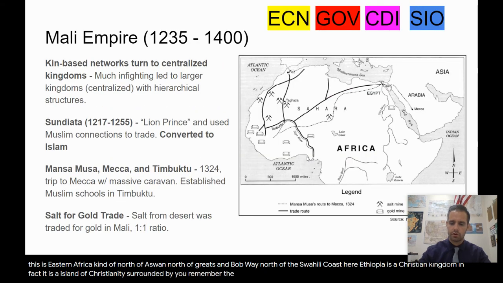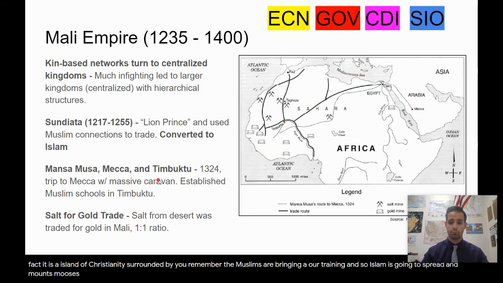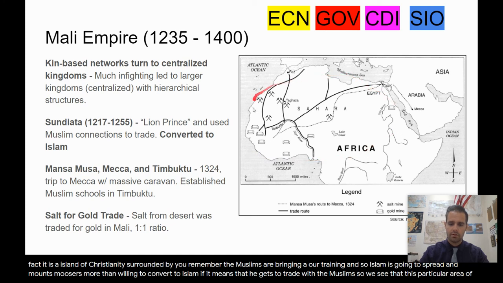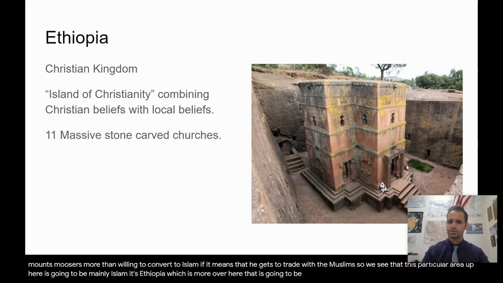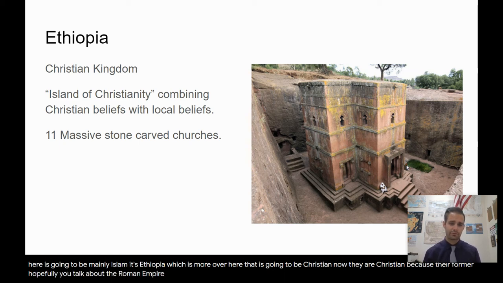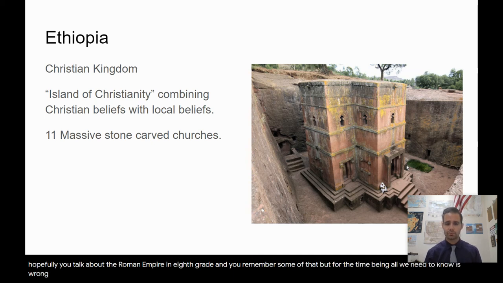Remember, the Muslims are trading, and so Islam is going to spread. And Mansa Musa is more than willing to convert to Islam if it means that he gets to trade with the Muslims. So we see that this particular area up here is going to be mainly Islam. It's Ethiopia, which is more over here, that is going to be Christian. Now, they are Christian because they're former subjects of the Roman Empire. And hopefully, you talk about the Roman Empire in eighth grade and you remember some of that. But for the time being, all we need to know is Roman Empire was Christian, so Ethiopia is Christian.